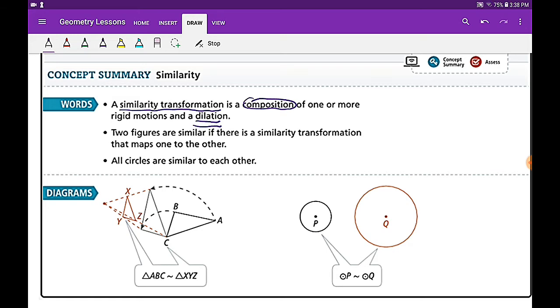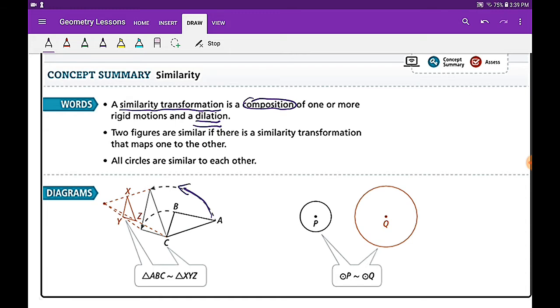Of course, believe it or not, you will be asked to prove that all circles are similar, while it is obvious. Now, let's look at these diagrams right here. We have triangle ABC is similar to triangle XYZ because, as the diagram is showing us, triangle ABC can undergo a series of transformations. The first being a rotation. It's being rotated like that.